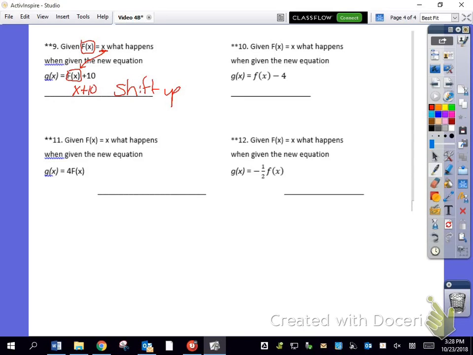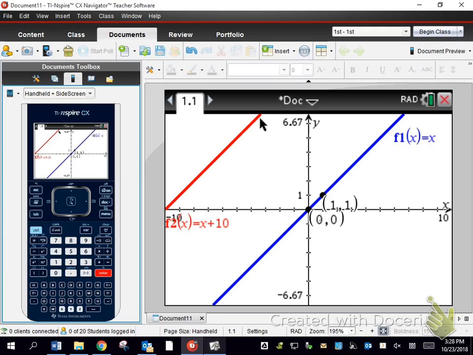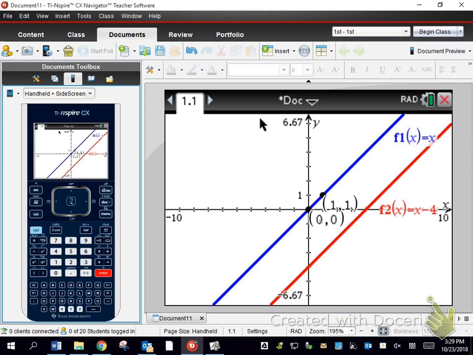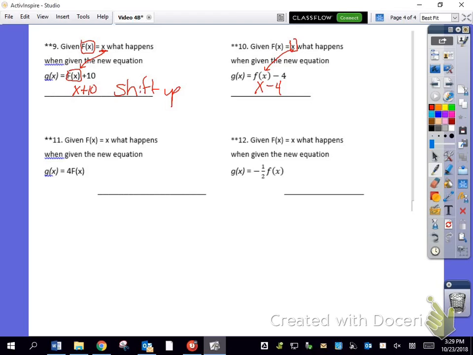Now, f of x equals x. So where I see f of x, I'm going to put x and bring down your -4. So I'm going to graph x minus 4. So tab, up arrow, instead of plus 10, -4, hit enter. Oh, I went from the blue down to the red. So I shifted down. Remember, if they're parallel, I'm going to use the word shift. So it shifted down.